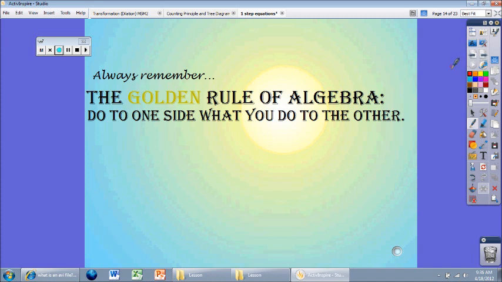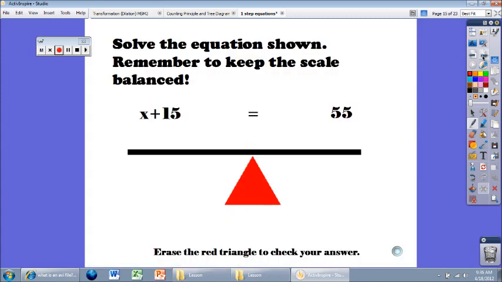So now back to our golden rule of algebra. Always, always, always, what you do to one side, you must do to the other. So do to one side what you do to the other. Always.